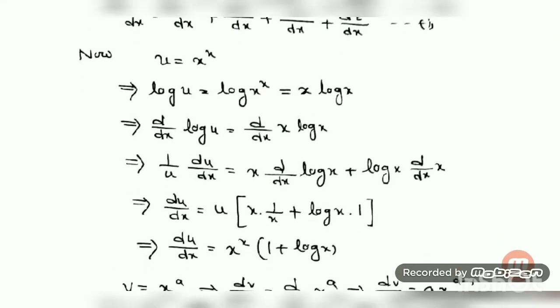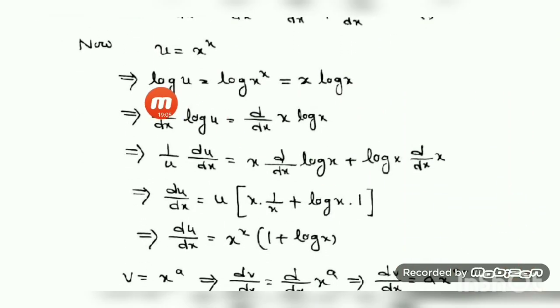So u is x to the power x. So take log on both sides. Log of u is log of x to the power x, which can be written as x log x. Take d/dx on both sides. d/dx of log u is d/dx of x log x. The derivative of log u is 1 by u du/dx. The u into v rule applies. So u is x, d/dx of log x, plus log x is there, d/dx of x.